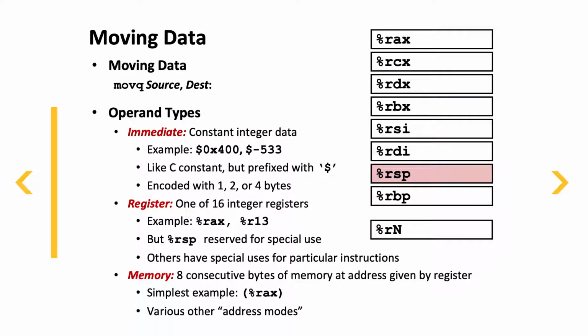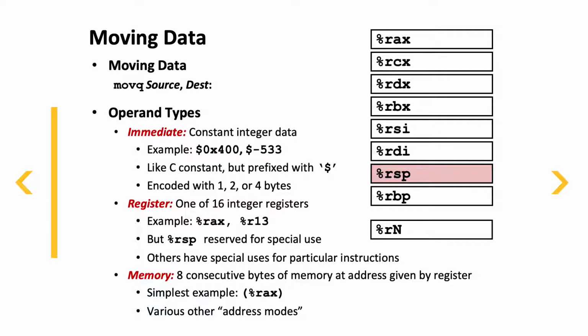Well, now that we have an idea of what the registers look like, we should talk about moving data into and out of them. So let's take a look at the MOV command, the move command. Now, we see this as MOVQ. The Q just means we're dealing with quad words, and we just have the source and the destination that we specify. Now, there's several different types of operand that can go in for the source or the destination.